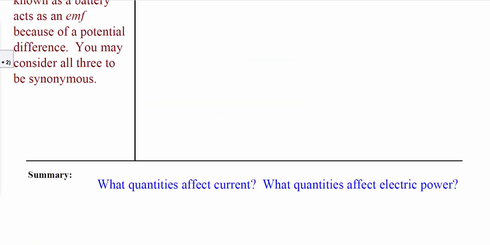Summary, what quantities affect current? What quantities affect electric power? So, for example, there's current, there's charge, there's time, there's resistance, there's voltage.